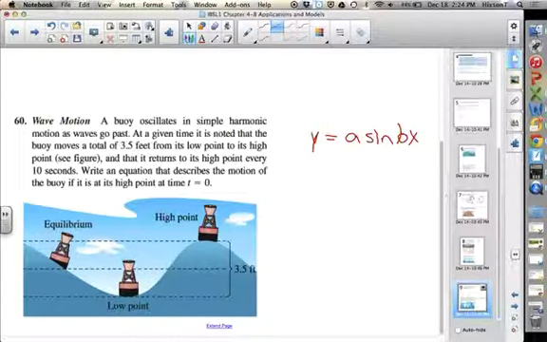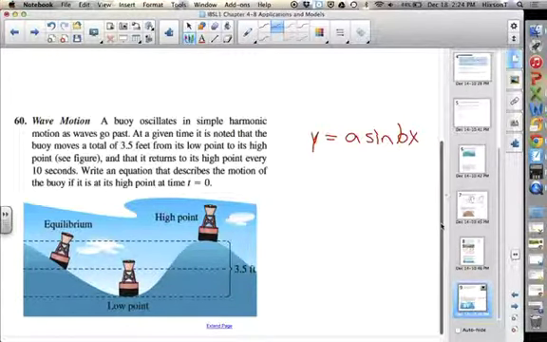When we go up to the high point, we're in the positives. When we go to the low point, we're in the negatives. Okay? So you're never going to have a vertical shift either. These harmonic motion ones are nice because you never have any shifting, just amplitude and period change. Okay? So that's essentially all it is there.